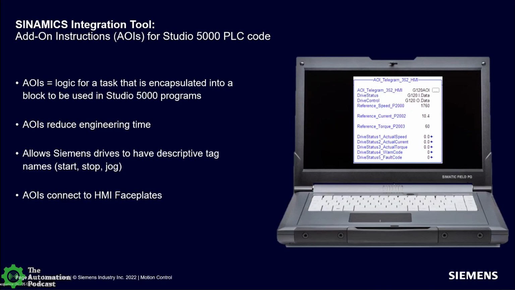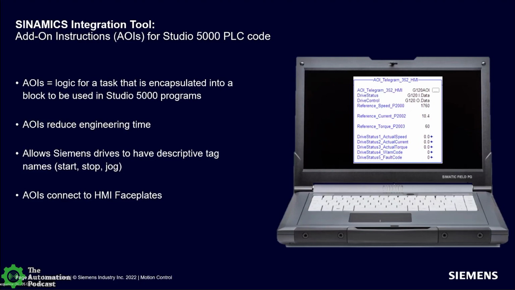And that's why we're mentioning this telegram right here, telegram 352. But that might be a whole other podcast, to talk about telegrams and Profinet. That's just what we're talking about here. So you can see the actual speed, current, torque, and then of course we have the fault codes within that AOI. But in a nutshell, that's what a telegram is. Depending on what information you need out of the VFD, you would use a different AOI.